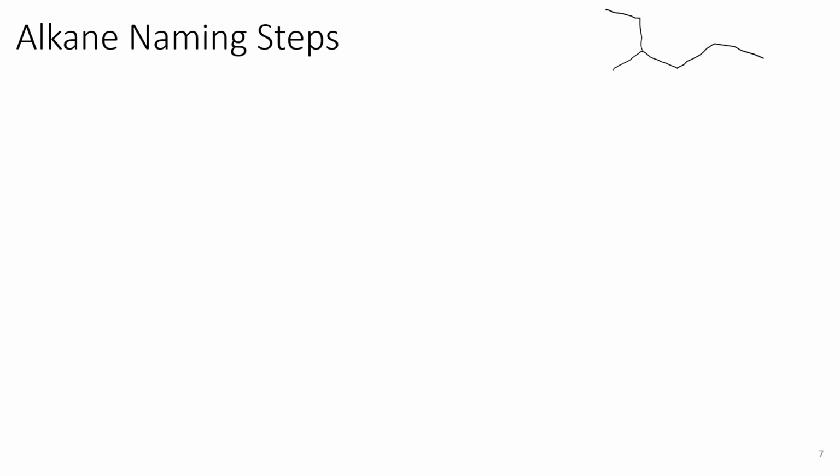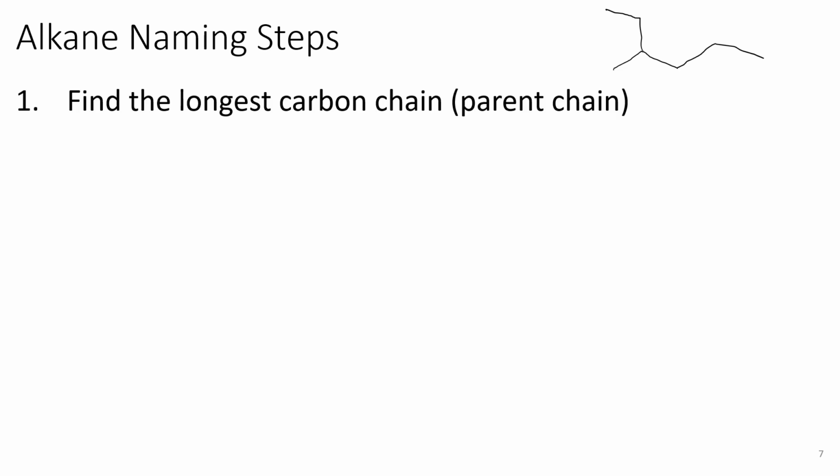So now let's put all of this together in the context of actually naming a compound. So here's a structure that is drawn for you, and we want to be able to put some nomenclature to it, give you an actual name for this organic structure. So the first thing we have to do is find the longest carbon chain. This is that parent chain, or the parent that's going to be used in our nomenclature.